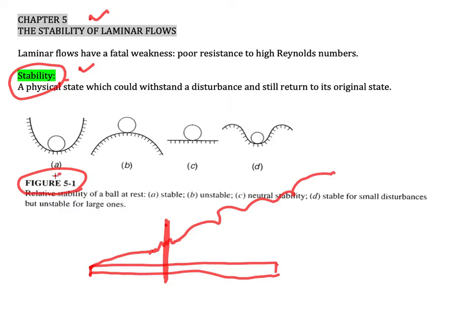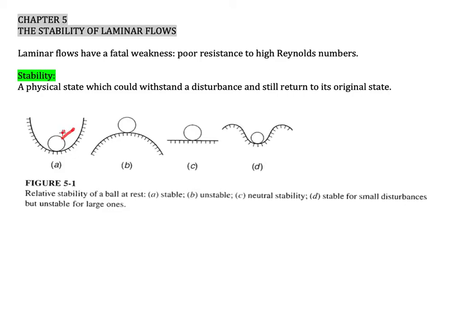For figure A here, it can be classified as a stable situation, because if we give this ball an external force, it will move like this, but in the end it will return to its original position. Compare with B here: if we push it even with a small amount of force, this ball will move to another point. For C, we call it neutral stability, because if we apply an external force on the ball, it will move to another point and then stop at that point. So it is neutral stability.